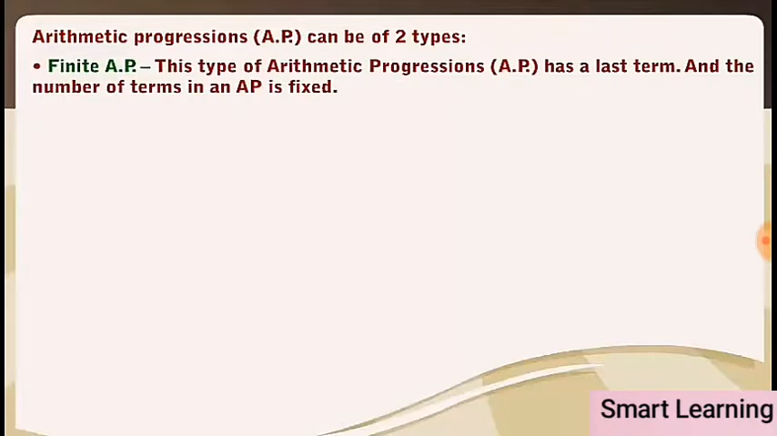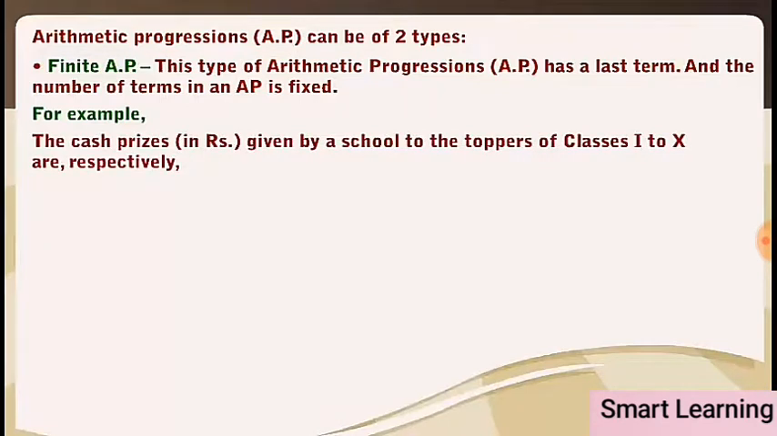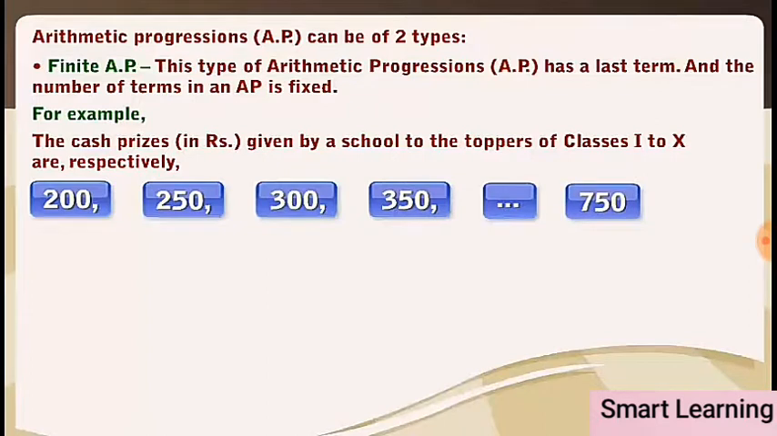Finite AP. This type of arithmetic progression, AP, has a last term, and the number of terms in an AP is fixed. For example, the cash prizes in rupees given by a school to the toppers of classes 1 to 10th are, respectively, 200, 250, 300, 350 up to 750.